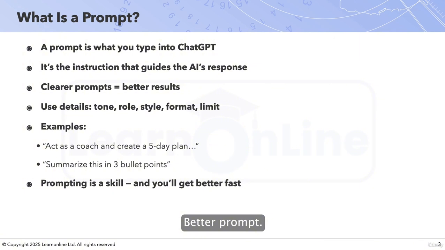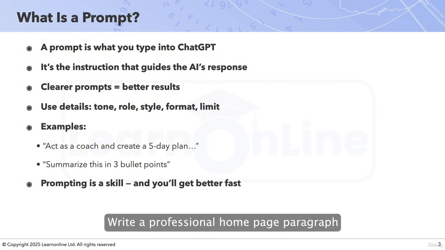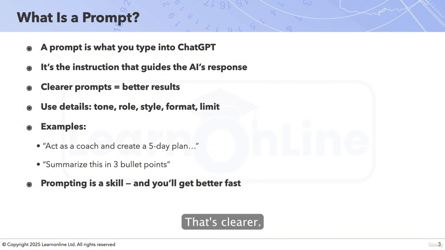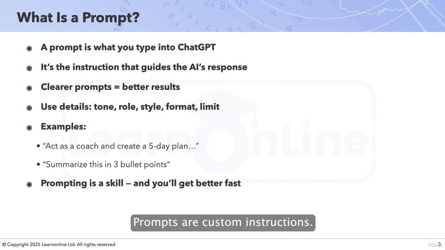Better prompt: Act as a website copywriter. Write a professional homepage paragraph for a personal fitness trainer who specializes in women over 40. Make it sound motivating and confident. That's clearer. It tells ChatGPT what role to take, what kind of writing to do, who the audience is, what the tone should be.